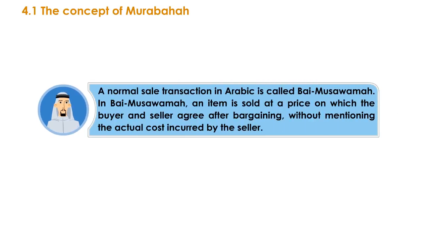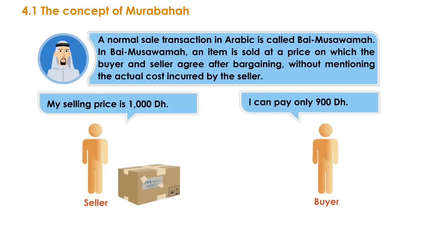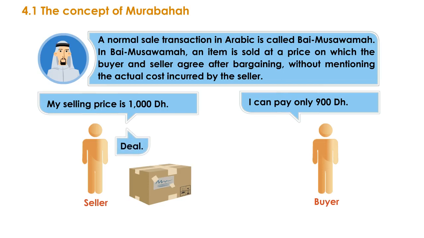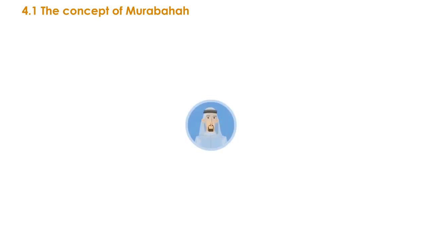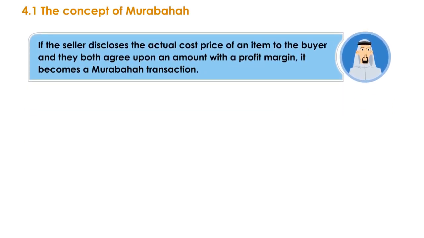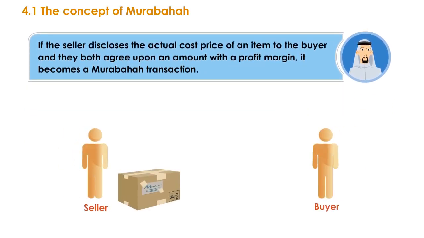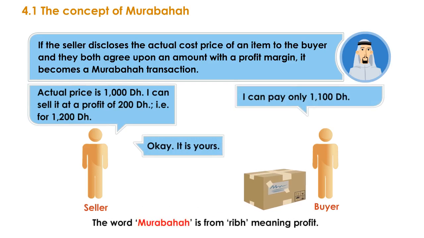A normal sale transaction in Arabic is called Baya Musawama. In Baya Musawama, an item is sold at a price on which the buyer and the seller agree after bargaining, without mentioning the actual cost incurred by the seller. If the seller discloses the actual cost price of an item to the buyer and they both agree upon an amount with a profit margin, it becomes a Murabbaha transaction. The word Murabbaha is from Rib, meaning profit.